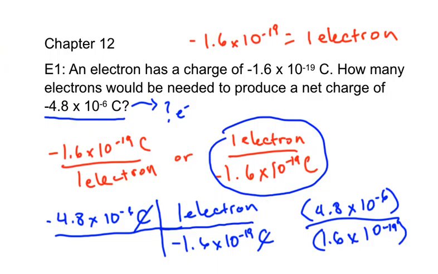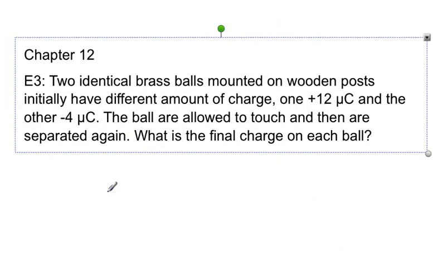Let's try to do another one from chapter 12. Two identical brass balls mounted on wooden posts initially have different amounts of charge. One has plus 12 microcoulombs, and the other a negative 4 microcoulombs. The balls are allowed to touch and then are separated again. What is the final charge on each ball?